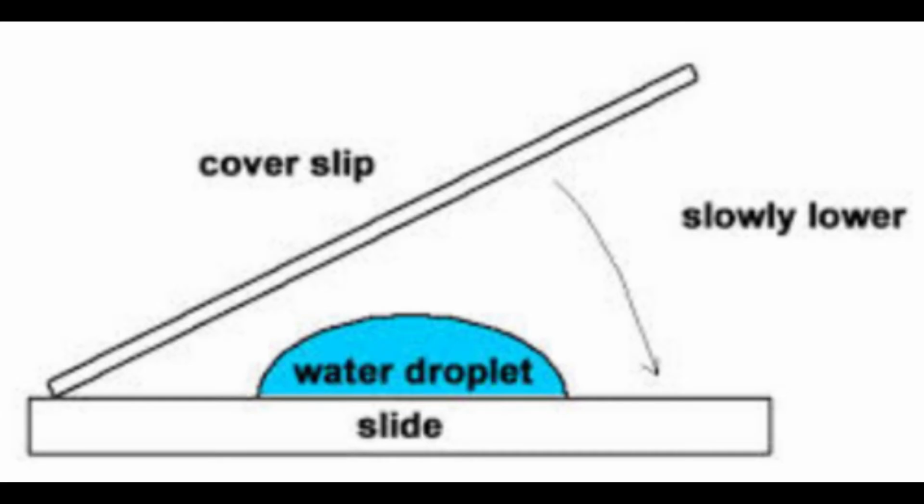The method that we're going to be using to prepare our sample is called preparing a wet mount slide. This means that we're going to be taking our sample and it's going to be surrounded by water and sandwiched between 2 clear layers of glass or plastic.